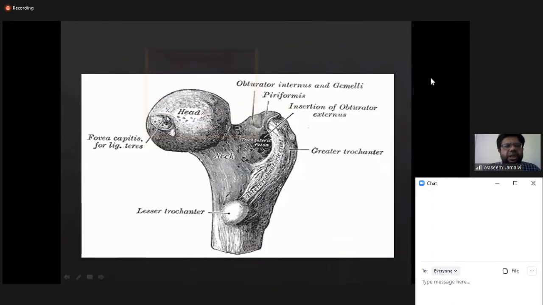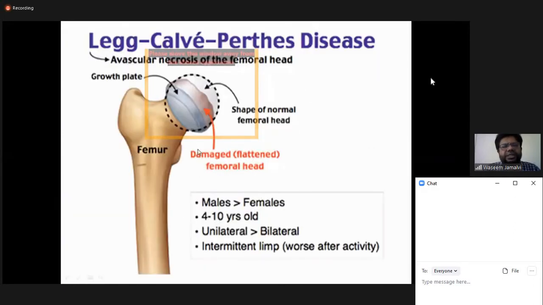In this picture, this is the fovea capitis, a foramen, and the ligamentum teres attaching from here, and there is a blood supply to the head. Before the medial circumflex artery in the neck starts supplying the head, this ligamentum teres is closed and constricted, and the blood supply is restricted.